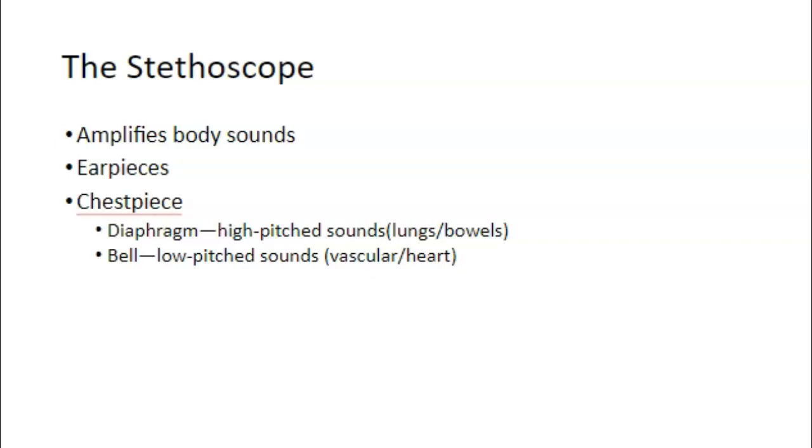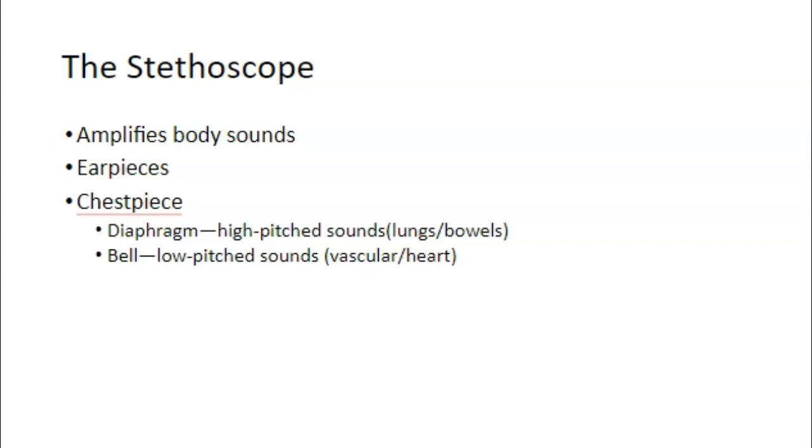The other piece of equipment that you need in order to take a blood pressure with a manual or an aneroid is a stethoscope. Okay, and the stethoscope amplifies body sounds, and it is made up of 2 earpieces, and then there's some tubing, and then at the end you have what's called a chest piece. That chest piece has 2 sides to it. It has a diaphragm, which is the larger area that's got a piece of plastic on it, and then the other concave side on the flip side is called the bell.